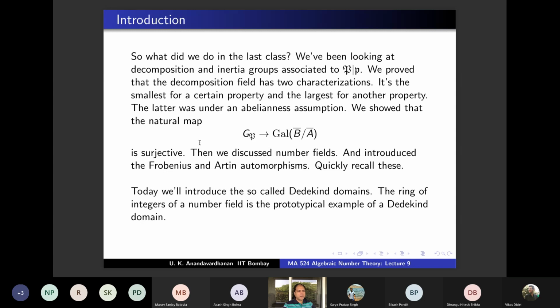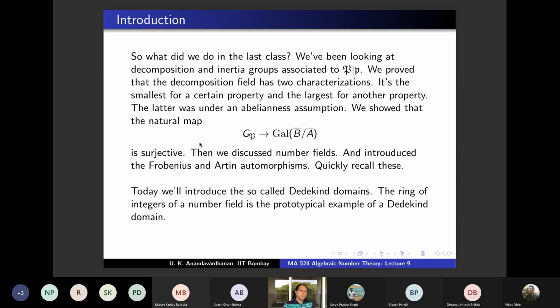A number field, by definition, is a finite extension of the rational numbers. In the rational numbers, you have the usual integers Z, and you can take the integral closure of Z in this finite extension. That is the ring of integers of that number field. And the point is, these are Dedekind domains.